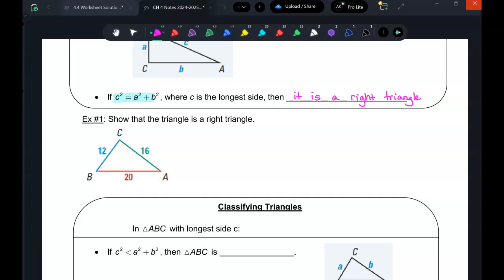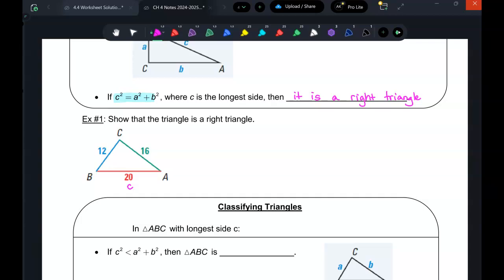So take this example. If we have sides that are 12, 16, and 20, we want to show that it's a right triangle. Where would the right angle possibly be here? What has to be the largest side? The 20, right? So this would have to be c.